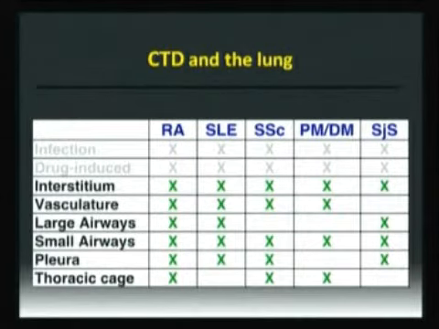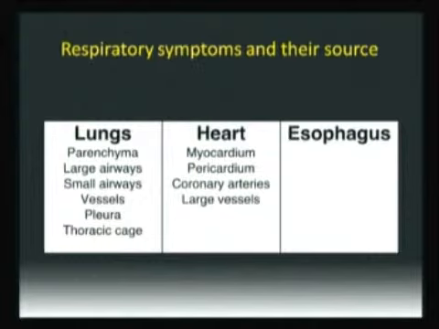Not only that, the interstitium, the vasculature, the airways, large and small, the pleura, and the thoracic cage can all be involved in all of these diseases. So it's very clear-cut that it's impossible for a rheumatologist not to deal with a pulmonologist, and impossible for a pulmonologist not to deal with a rheumatologist. The respiratory symptoms in connective tissue disease come from the lung, they can come from the heart, of course, and sometimes they come from the esophagus in patients with scleroderma.